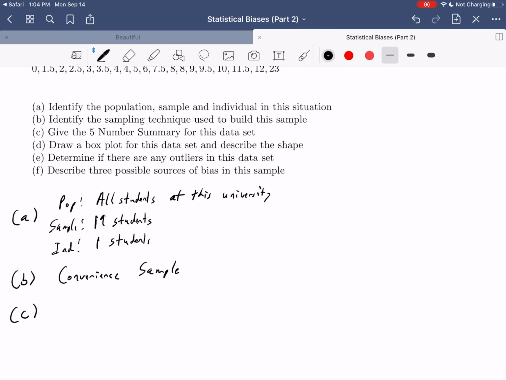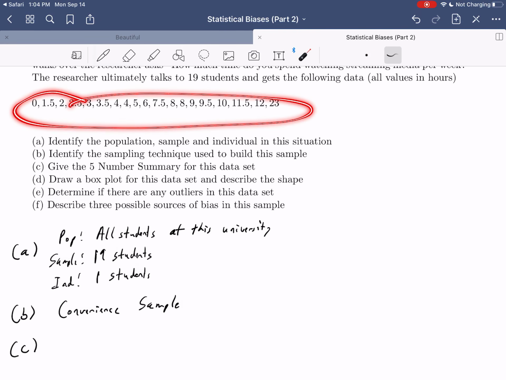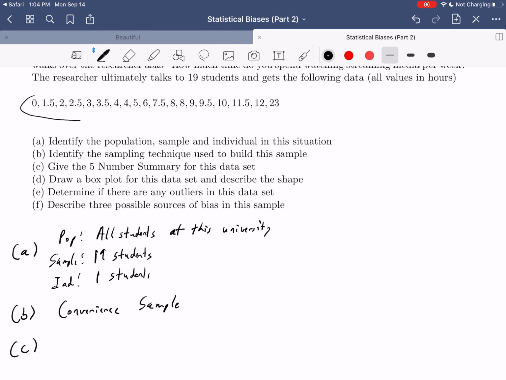All right, let's look at part C. Let's give the 5-number summary for this data set. We'll want to pop these data points into our list, so let's throw this into list 1. If you have your calculator, stat and edit, and we get 0, 1.5, 2, 2.5, 3, 3.5, 4, 4, 5, 6, 7.5, 8, 8, 9, 9.5, 10, 11.5, 12, and 23. We should have 19 data points in there.